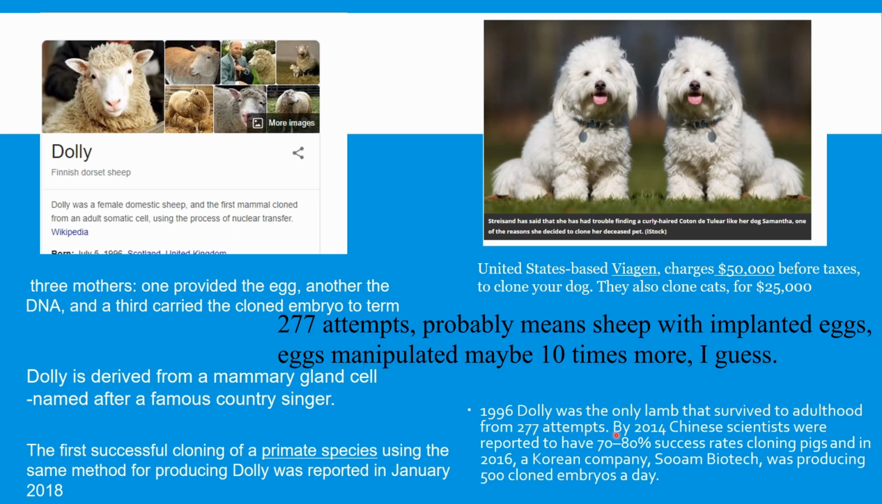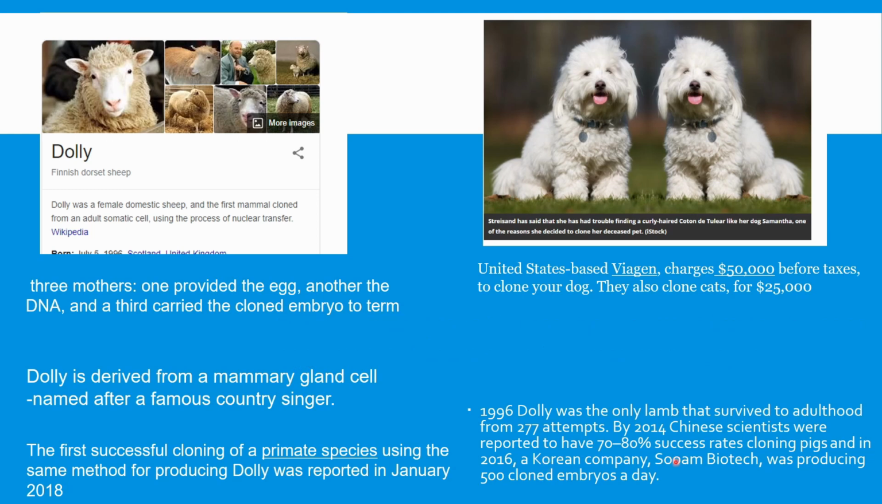Not too bad. By 2014, Chinese scientists had a 70 to 80% chance, so that's gone up dramatically, when they were cloning pigs. And at the moment, a Korean company is producing about 500 cloned pig embryos per day.